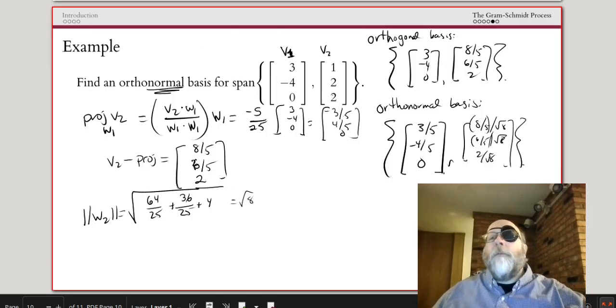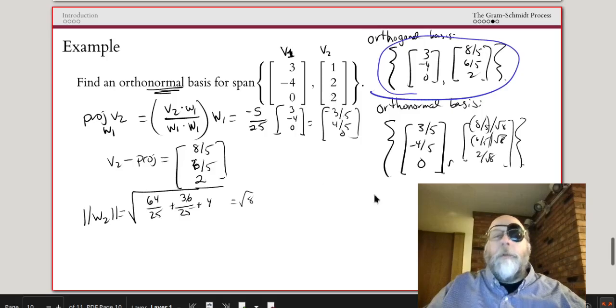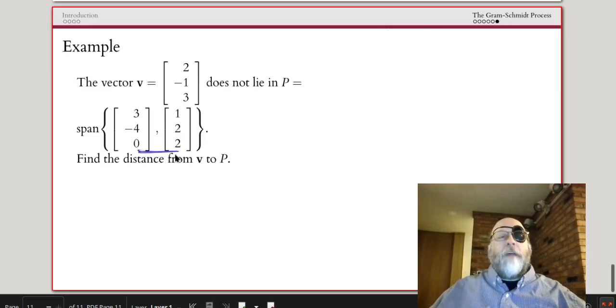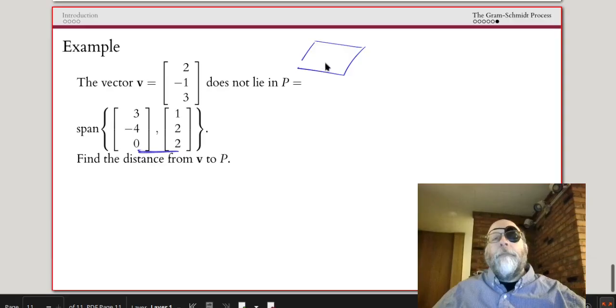For the next problem, we're going to need this basis right here, because we're going to look at the same span, 3, -4, 0, and 1, 2, 2. These two vectors span a plane. That is, these two vectors lie in a plane. And this vector here, 2, -1, 3, doesn't lie in the plane. But the distance from this vector to the plane is the perpendicular distance down here.